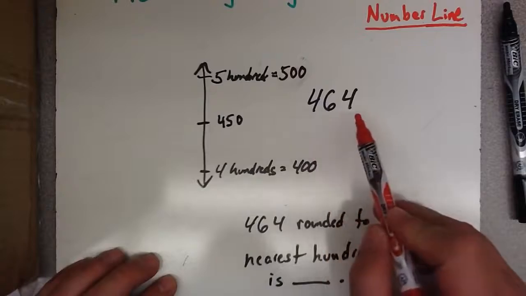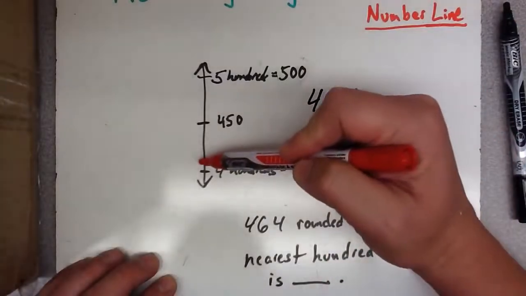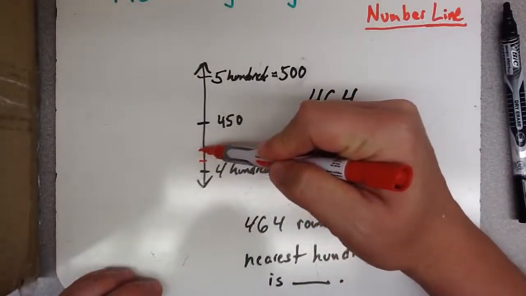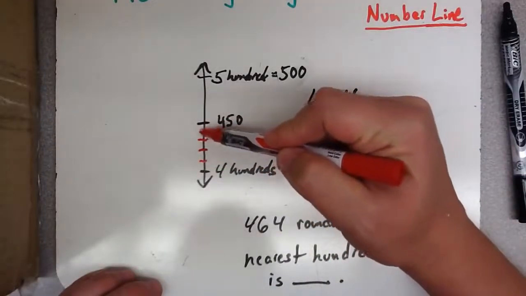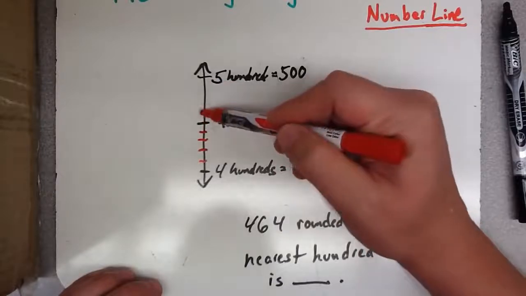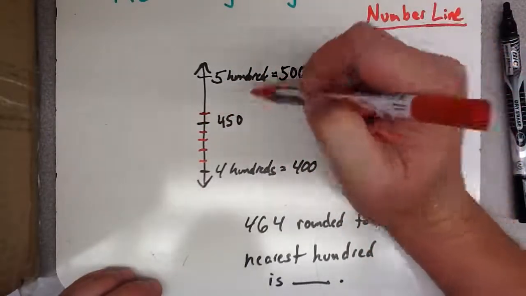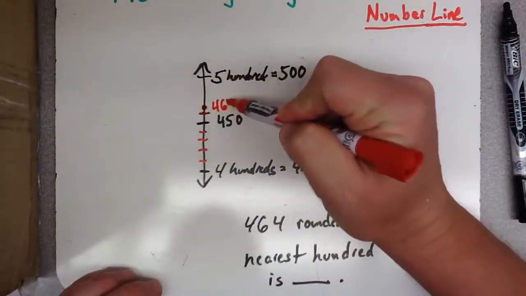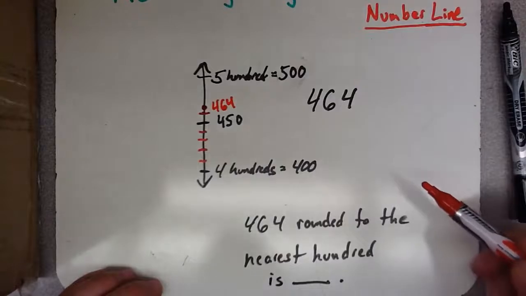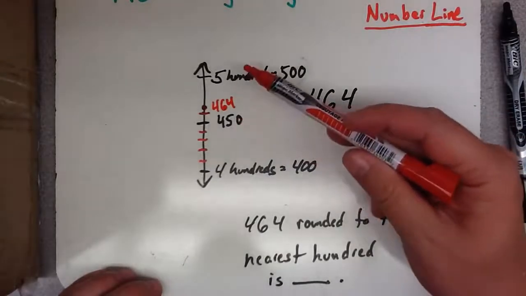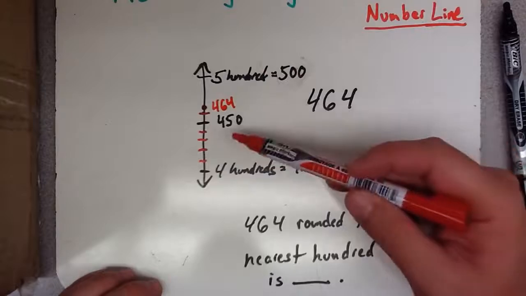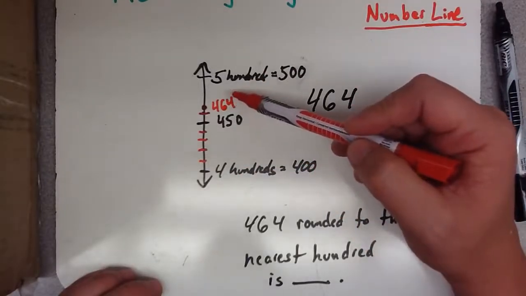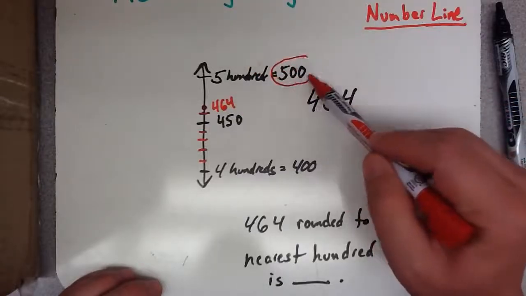Okay, now let's switch markers here. I'm going to plot 464. So this would be 410, 420, 430, 440, 450, 460, and now 464 is going to be around right there. So 464. Okay. Now I ask myself if it's halfway or more, it's going to be 500. Less than halfway, 400. Well, 464 is more than halfway, so it's closer to 500.